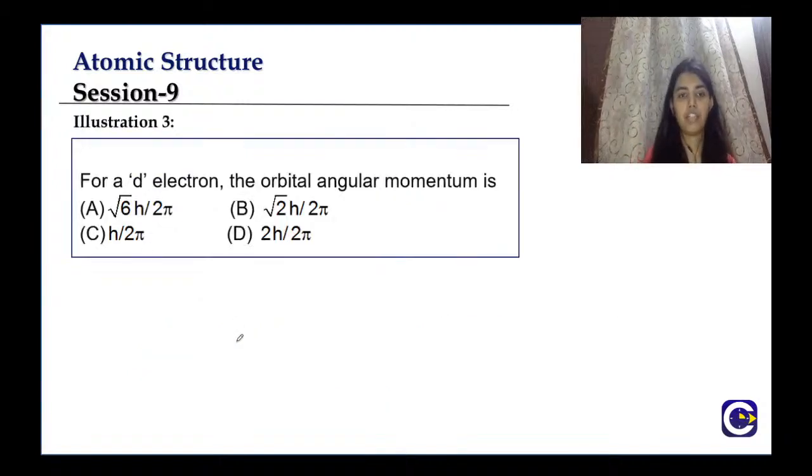So here comes a question based upon this formula. For a d electron, that is, the electron present in the d subshell, what is the orbital angular momentum? Give the answer in A, B, C, D.